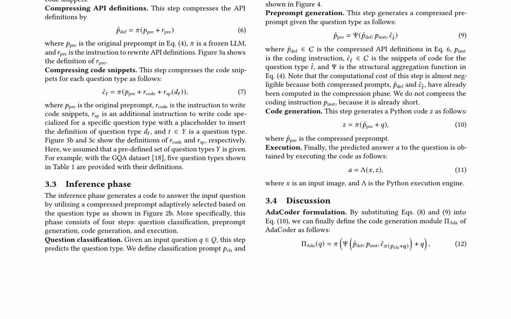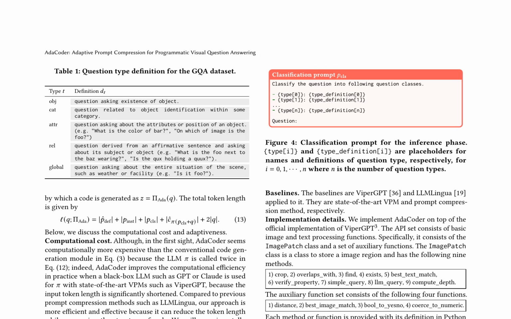The paper also reviews related work in visual question answering and discusses the importance of interpretability and generalizability in VQA models. AdaCoder is a novel prompt compression method for programmatic visual question answering, VQA, that leverages black box language models, LLMs, to improve efficiency and reduce computational costs.